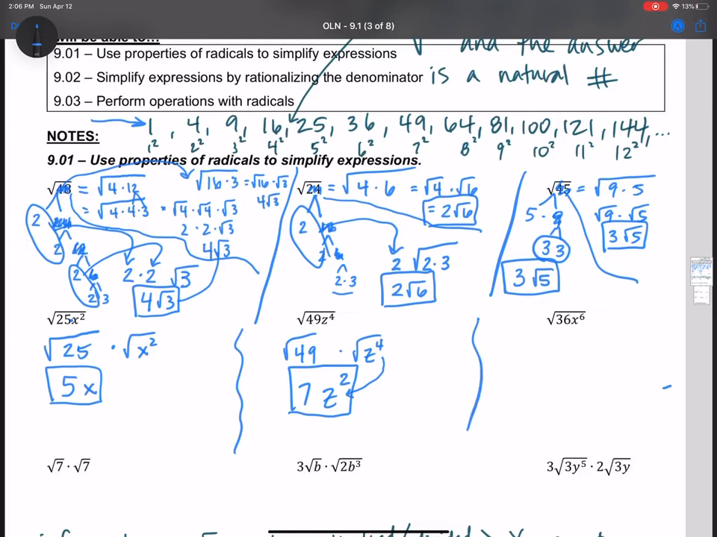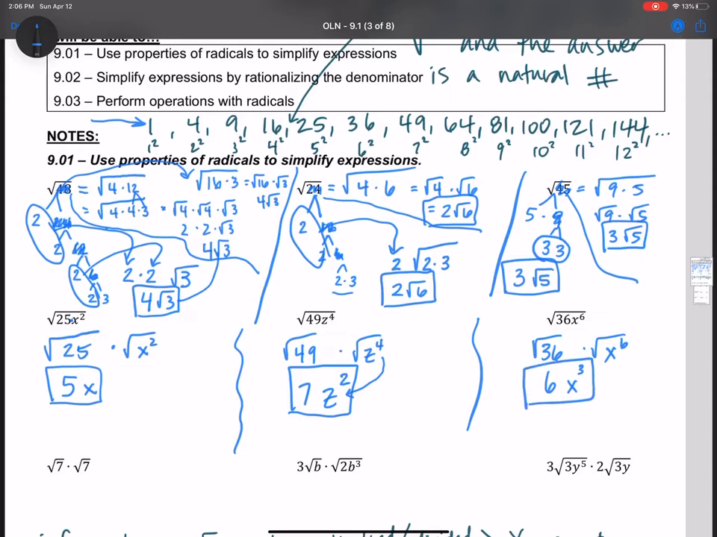All right, last one. Square root of 36 x to the 6th. What two things multiply to 36? That would be a 6. What two things are identical that multiply to x to the 6th power? That is x cubed and x cubed. That's your final answer.